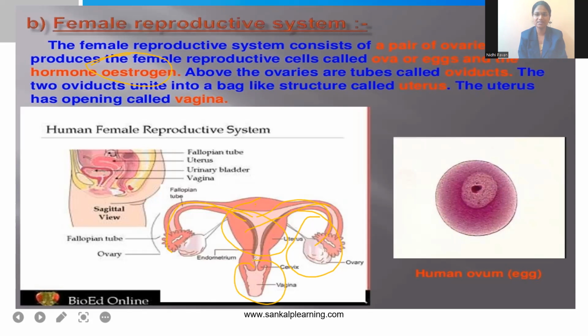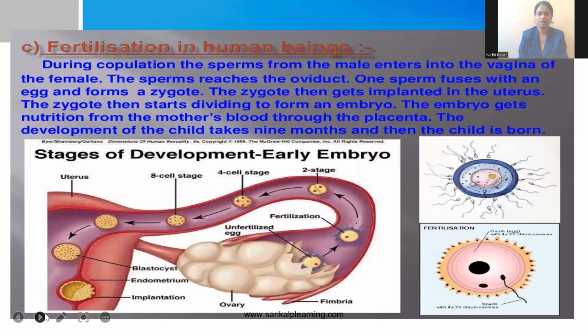A pair of ovaries, oviducts, or fallopian tubes, then we will be having the uterus as well as the vagina. Next, how does fertilization occur in human beings?